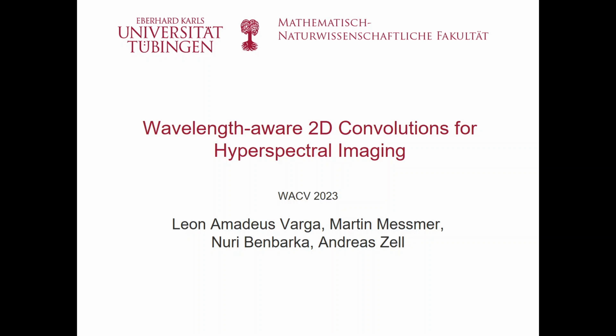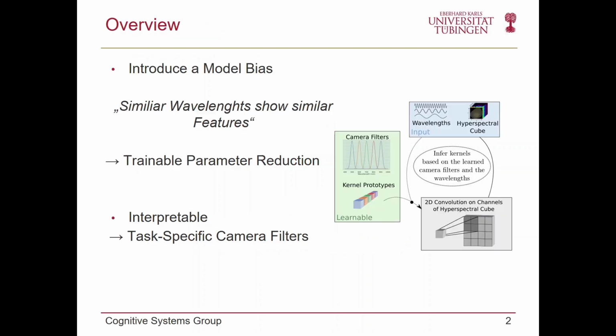In this work, we focus on hyperspectral imaging and propose a 2D convolution which is based on wavelengths instead of the input channels. Let's look at the motivation behind this approach.